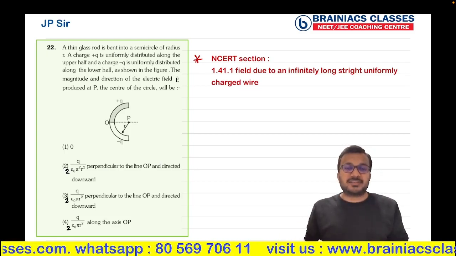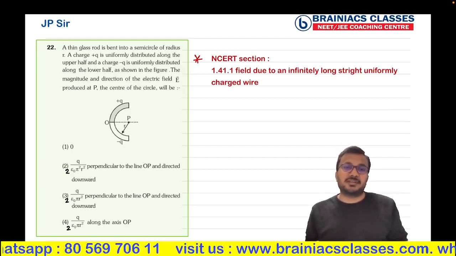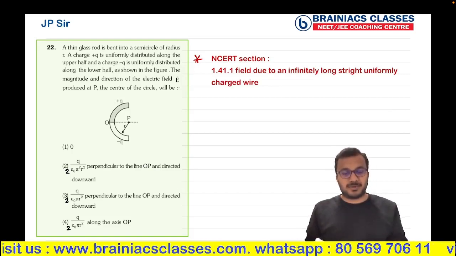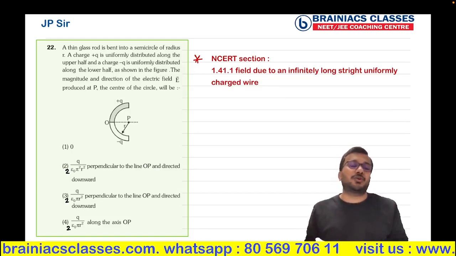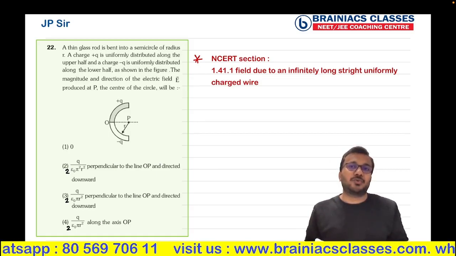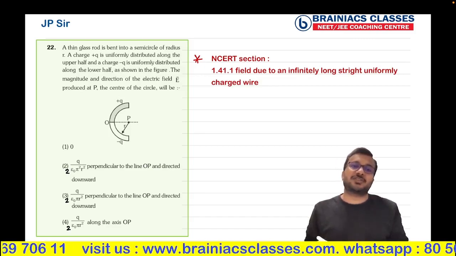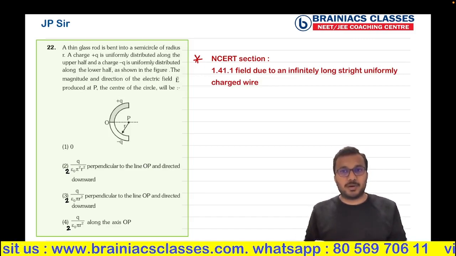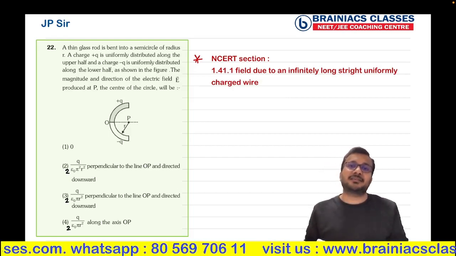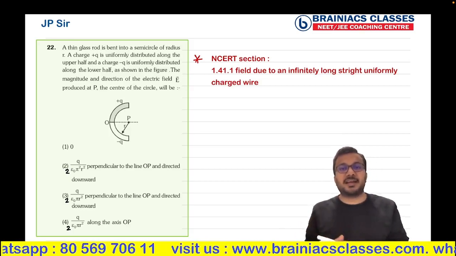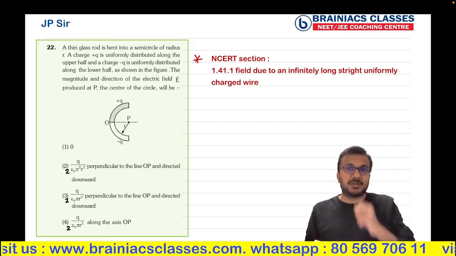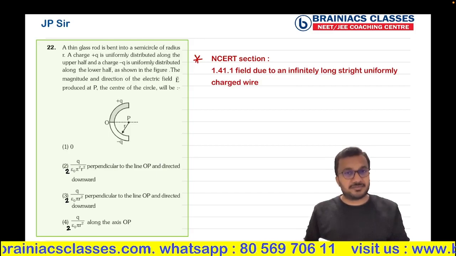Section number 1.41 is about the continuous distribution of charge. 1.41.1 is the subheading under it, field due to long straight uniformly charged wire. This is actually a charged wire, but not of infinite length, it's of finite length. Under this heading, various categories are covered in the NCERT textbook. So this is a finite wire, but it is bent in the form of a half circle.